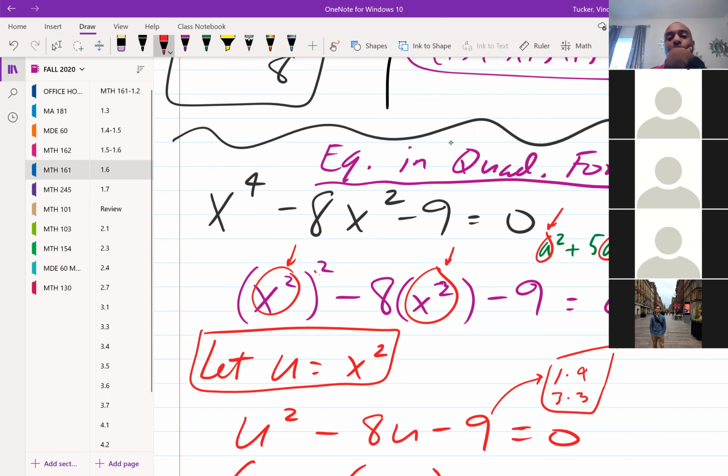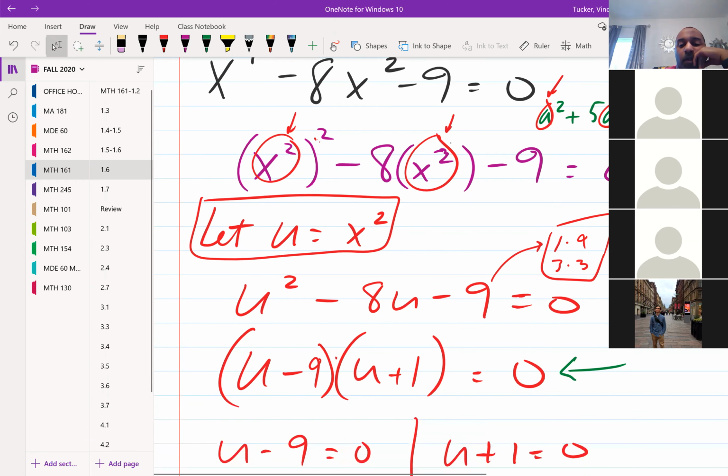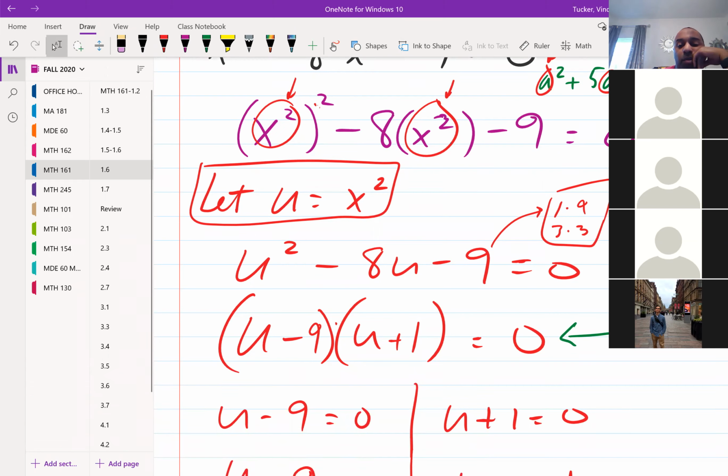All right. So I let u be equal to x squared, giving us u squared minus 8u minus 9. And I factored it once again. If you're not comfortable with factorizations, you can always use your quadratic formula. Well, factoring this gives us u minus 9 times u plus 1. Set each piece equal to 0: u minus 9 equal to 0, u plus 1 equal to 0.